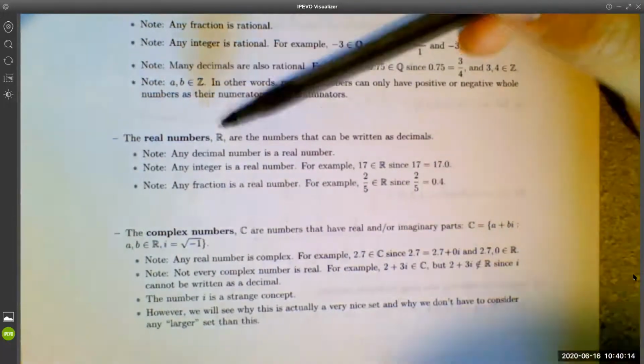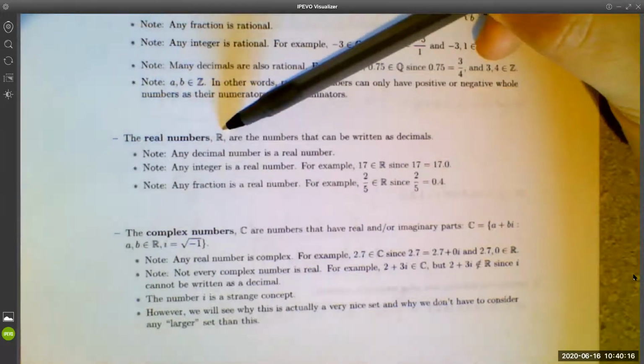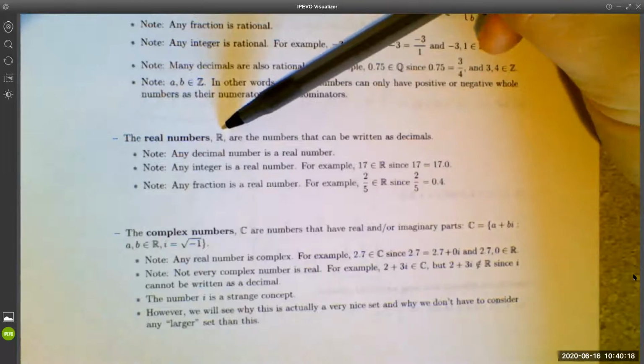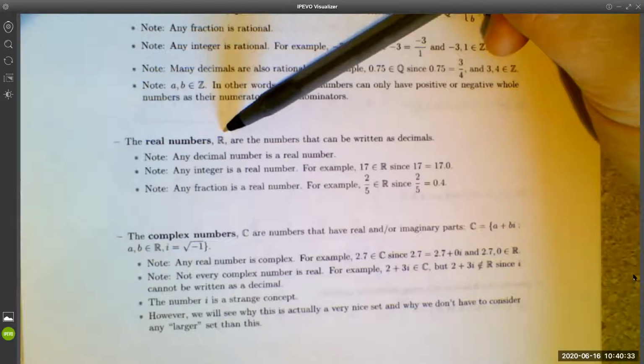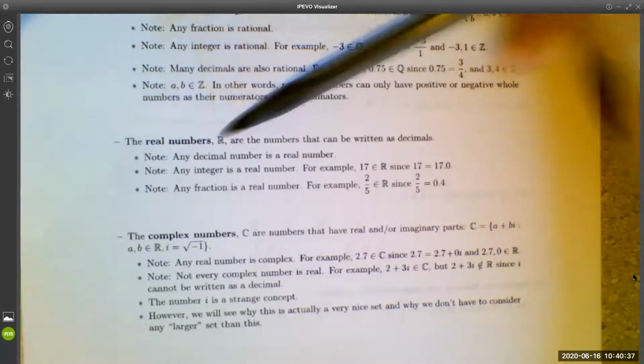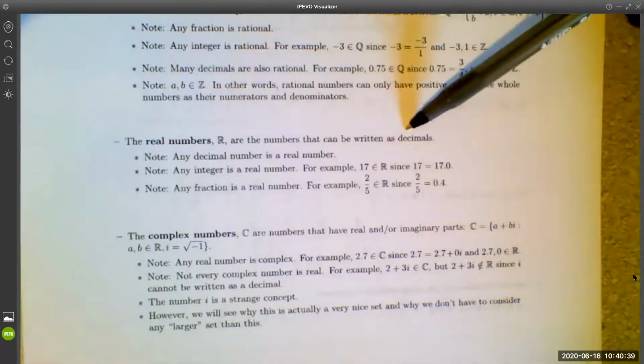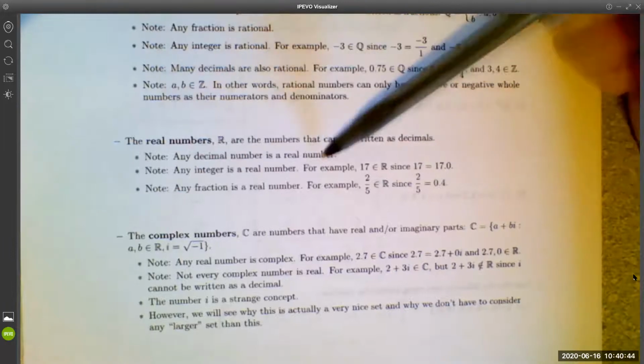Okay, then finally, we've got the real numbers. The real numbers are denoted with an R, and you've probably seen that symbol before in your algebra classes, right? You probably saw it as a stand-in for all reals. So if you're working on some problem and the solution set was all reals, then the answer in the back of the book might have just been R, right? That's because R stands for the set of all real numbers. So the real numbers are the numbers that can be written as decimals. So any decimal number is a real number.